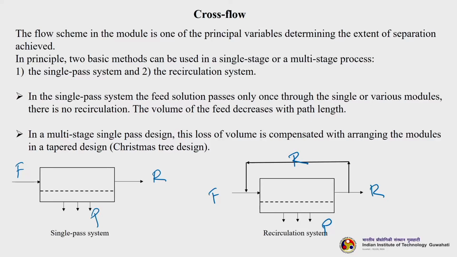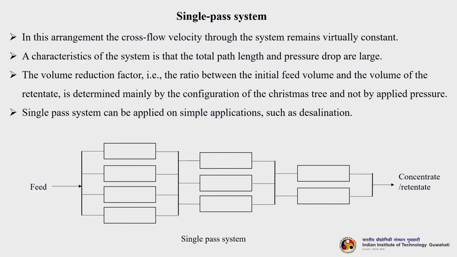So, in a multi-stage single pass design, the loss of volume is compensated with arranging the modules in a tapered design, which is also called a Christmas tree design. Okay. So, in single pass arrangement system, the cross flow velocity to the system remains virtually constant. A characteristic of this system is that total path length and pressure drop are large.